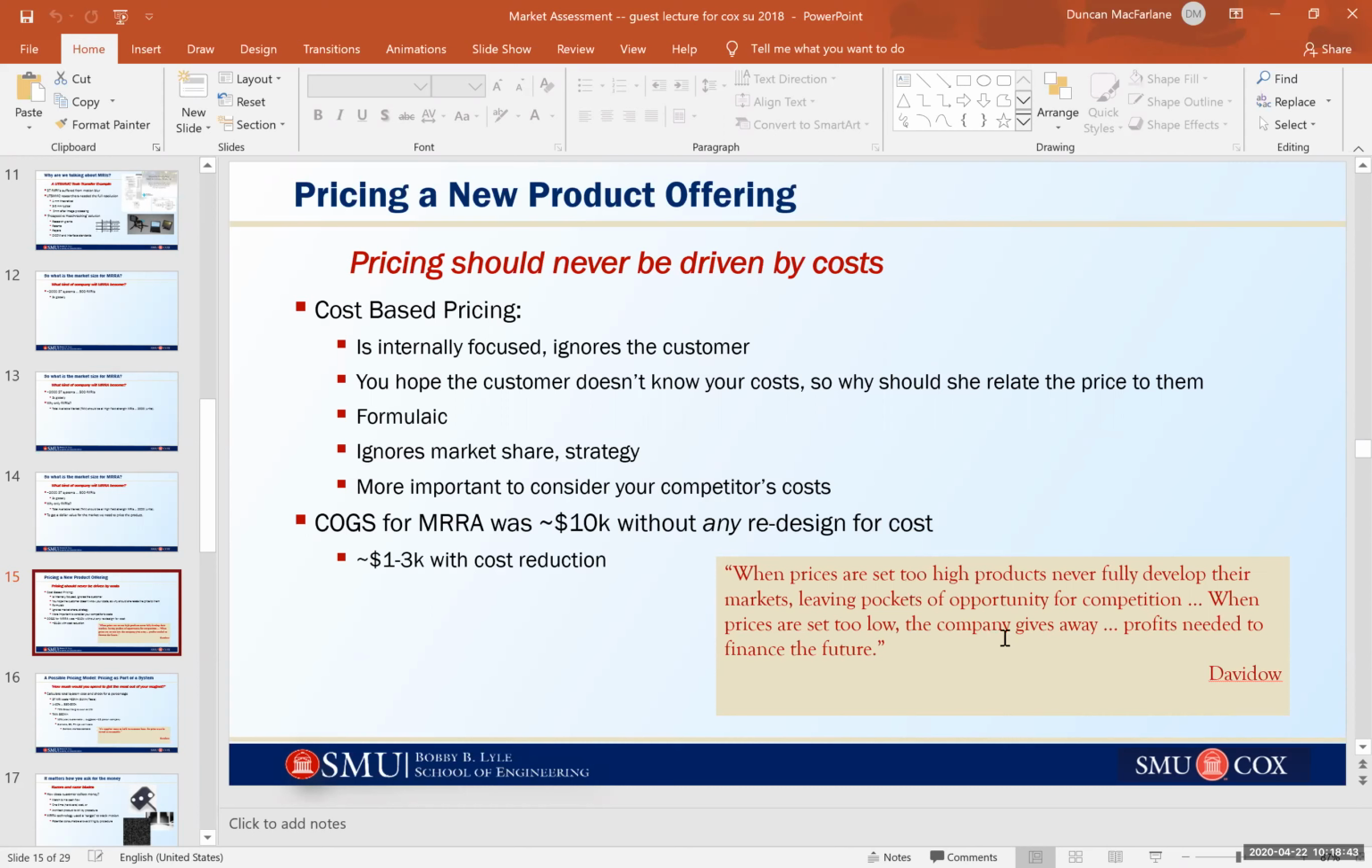And there's a little quote here that I like from a guy that I really, really like, Davido. When prices are set too high, products never fully develop their markets, leaving pockets of opportunity for competition. When prices are set too low, the company gives away profits needed to finance the future. And Davido, going back to last week's lectures, was the genius behind the little sticker Intel Inside that turned the market power from the people that sold you a computer to the people that provided the chips one or two layers back from that computer.